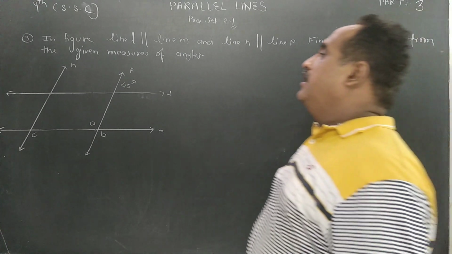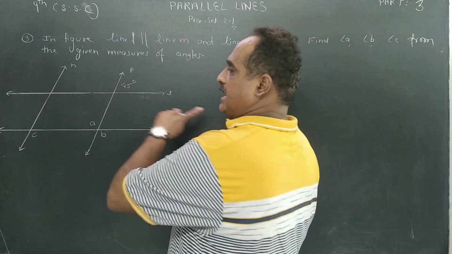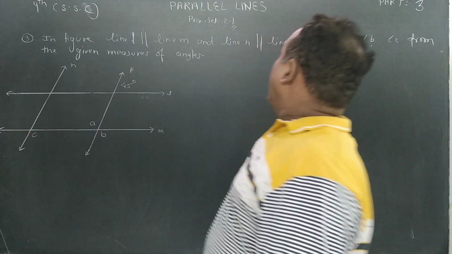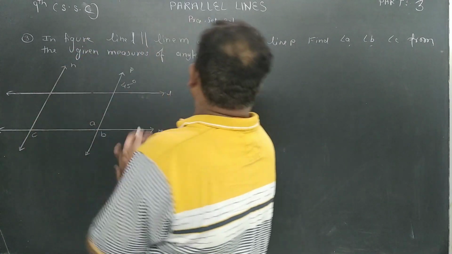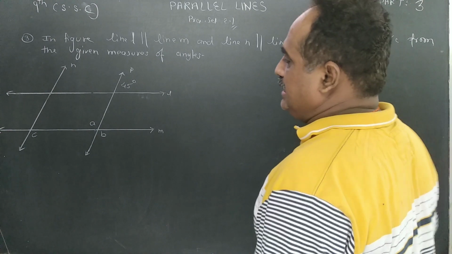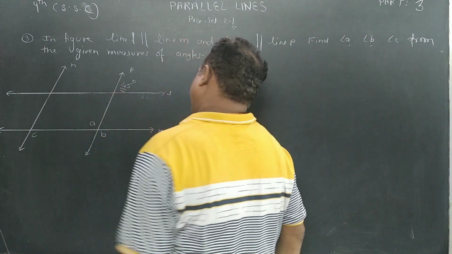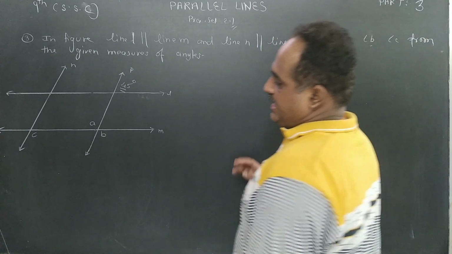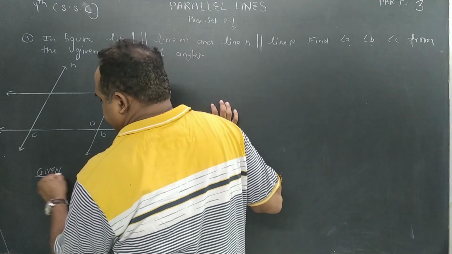In this figure, they are given line L is parallel to line M, and line N is parallel to line P. They are asked to find out the value of angle A, angle B and angle C, and they have given this angle as 45 degrees. Okay, so we'll go for the solution.